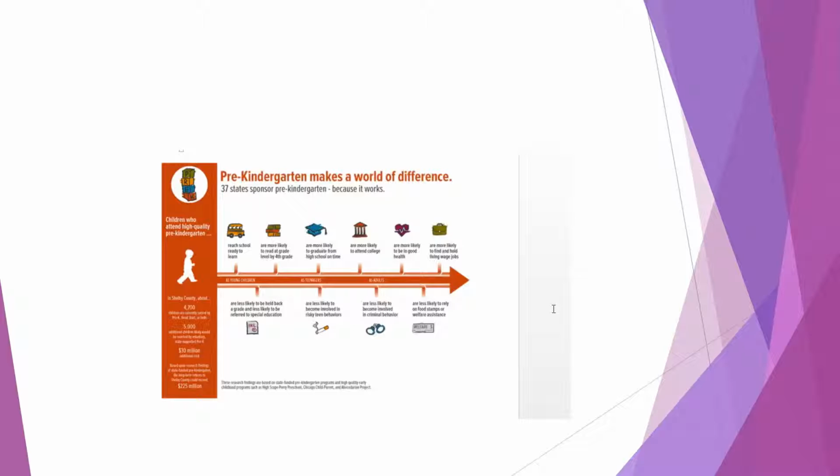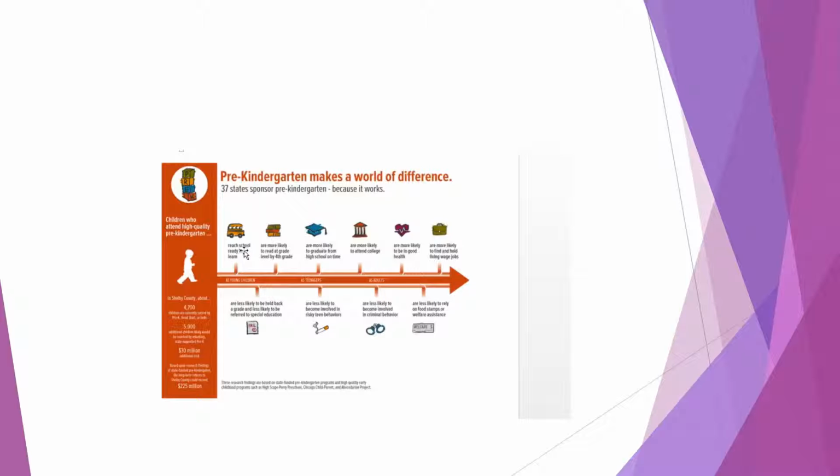So it says, pre-kindergarten makes a world of difference. 37 states sponsor pre-kindergarten because it works. And then here on the left, children who attend high-quality pre-kindergarten in Shelby County, about 4,700 children are currently served by pre-K, Head Start, or both. 5,000 additional children likely would be reached by voluntary state-supported pre-K. $30 million additional cost. And based upon research findings of state-funded pre-kindergarten, the long-term returns to Shelby County could exceed $225 million. And then it gives the statistics.